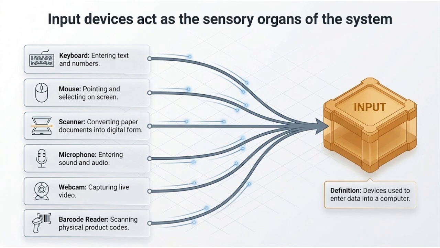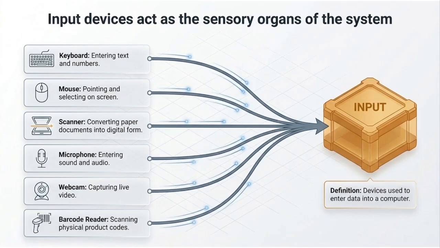Having looked at that cycle, let's now look at the input devices. Input devices are used to enter data into a computer. Examples of input devices are these ones that I have compiled down. We have the keyboard, which helps computer users to type text, type numbers or special characters. We have the mouse, which is used for pointing and selecting items on the computer screen. We have the scanner, which converts hard copy documents into digital form.